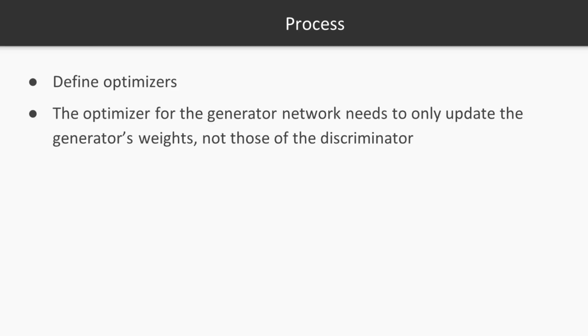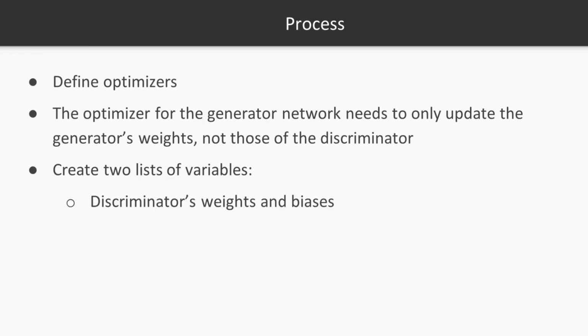Once we have our two loss functions, dloss and gloss, we need to define our optimizer. Keep in mind that the optimizer for the generator network needs to only update the generator's weights, not those of the discriminator. In order to make this distinction, we need to create two lists, one with the discriminator's weights and one with the generator's weights. This is where naming all of your TensorFlow variables can come in handy.